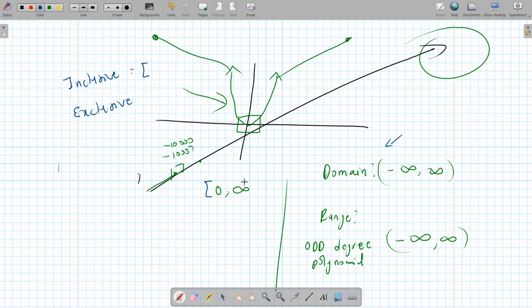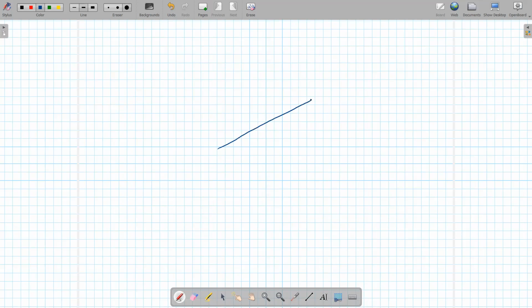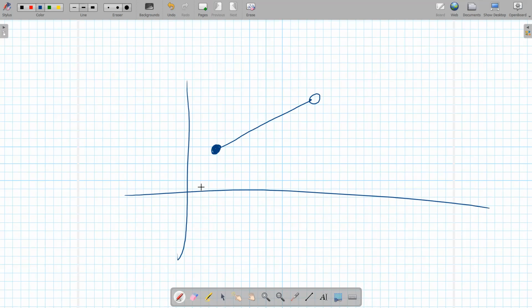But then exclusive, can it ever be infinity? No, it cannot be. It'll never reach infinity. It'll try. Infinity keeps on going, okay? So on that, we use the exclusive bracket. For example, there's another idea here as well about circles, open circle and closed circle. Closed circle means it's inclusive. Open circle means it's exclusive.